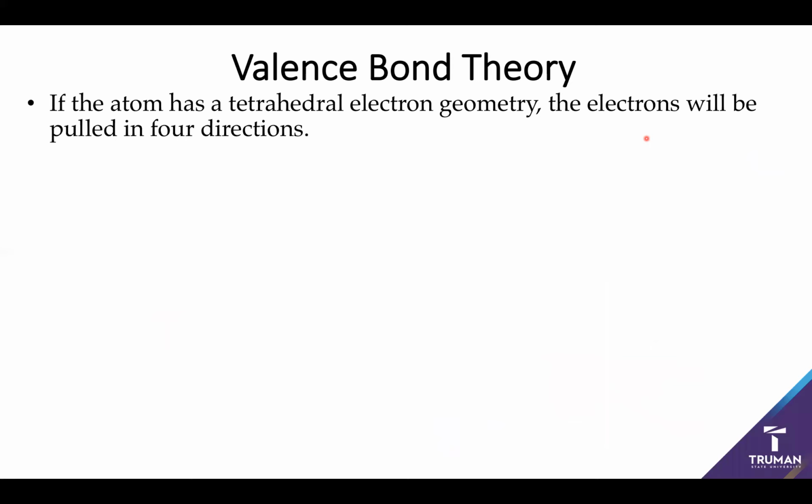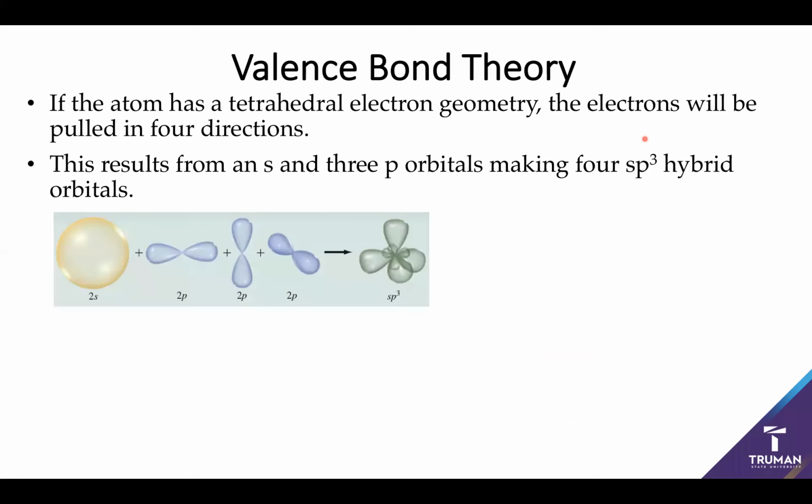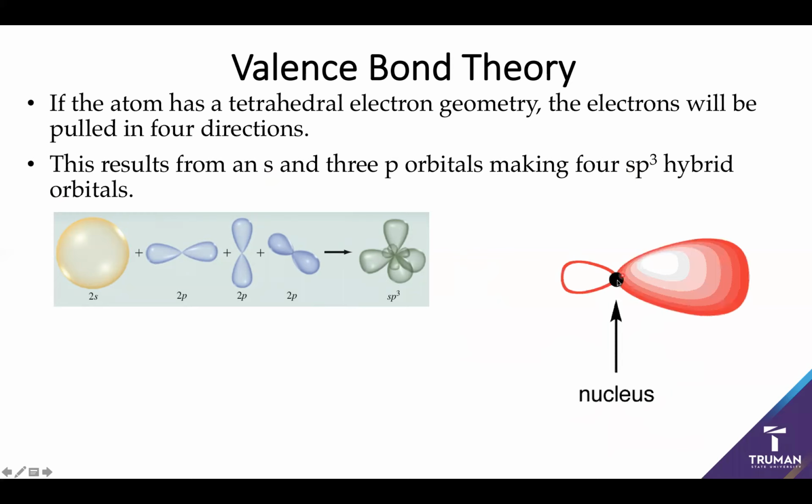Now, if I have a tetrahedral electronic geometry, my electrons are being pulled in 4 separate directions. So in order to get 4 separate directions, I need 4 separate orbitals. So I'm going to bring in all 3 of my p orbitals and my s orbital, and I get 4 orbitals in, I get 4 orbitals out. And this constructs our sp3 orbitals. Literally, I'm just listing the orbitals that went in.